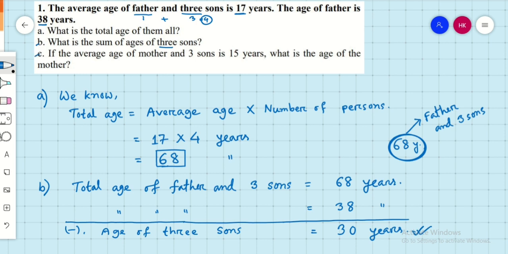Now read question C carefully. If the average age of mother and 3 sons is 15 years, what is the age of mother?